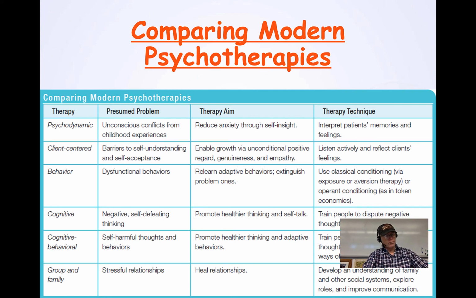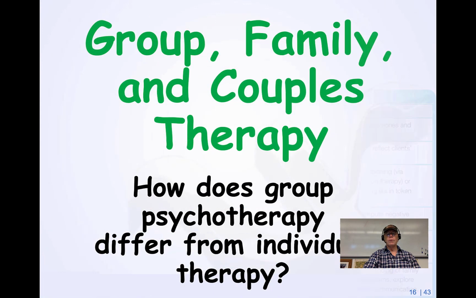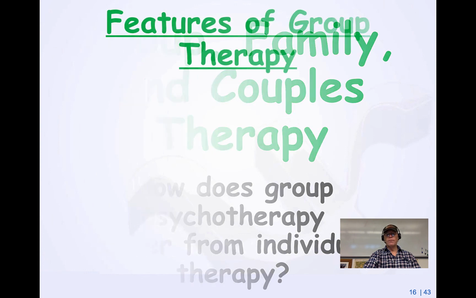So I want to get through some types of therapy here that are not tied to the schools, but they're kinds of therapy. So we've been talking about individual therapy mainly, but it's not always individuals. All right, so there's also group, family, and couples therapy. And how is that different from individual?